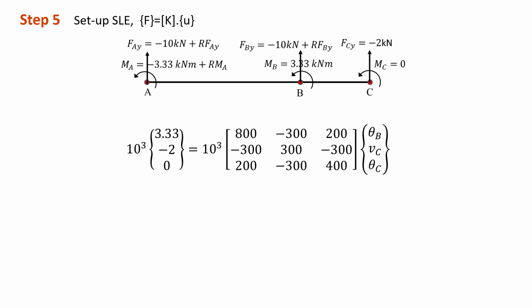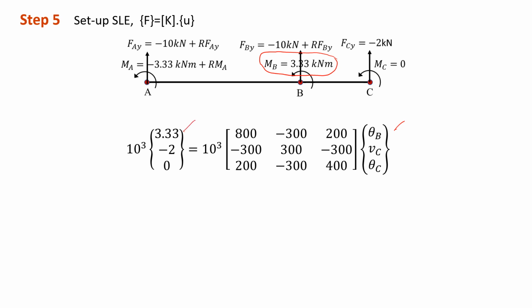Once we have solved the equivalent force as well as the global stiffness matrix, then we can set up our system of linear equations, which is F equal to KU. And we can set up, for example, F, in this case, our unknown is theta B. So in this case, theta B, we have to recheck that theta B is related to moment MB. So that's why we use 3.3.